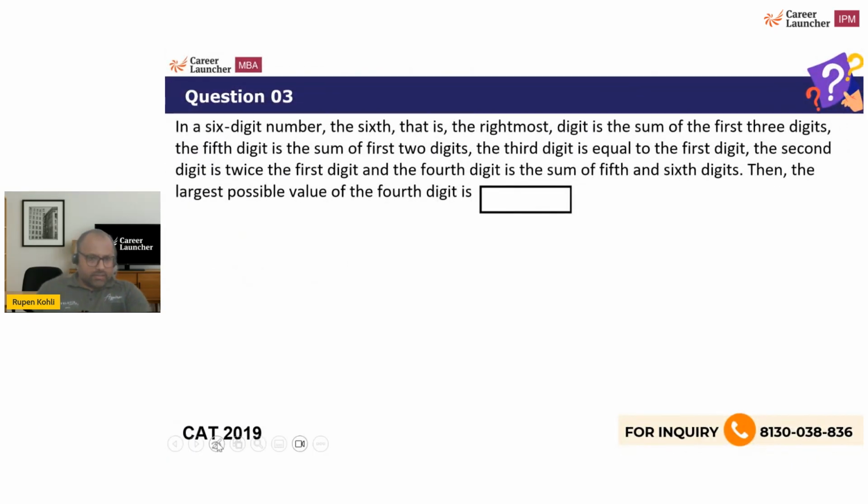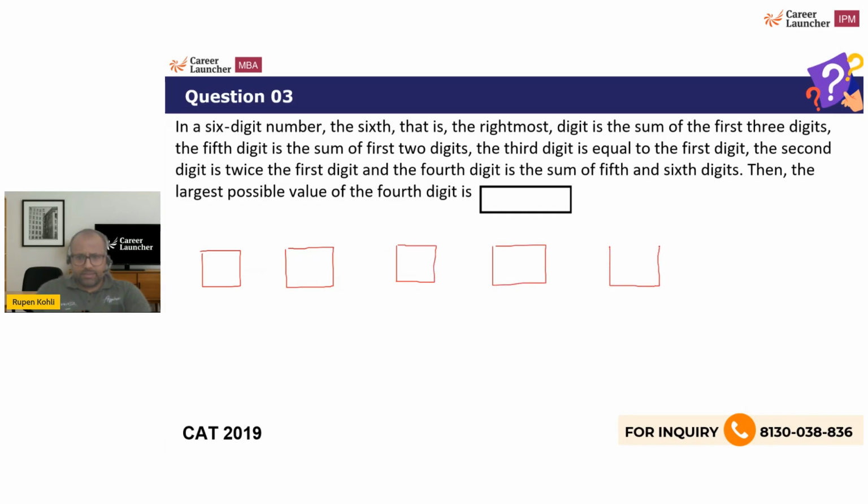CAT 2019. Let's see what this question has for us. In a six-digit number, the sixth, that is the rightmost digit, is the sum of the first three digits, and so on. Some conditions are there about the digits of a six-digit number. You have a lot of conditions about certain digits adding up to the value of another digit amongst these six values.